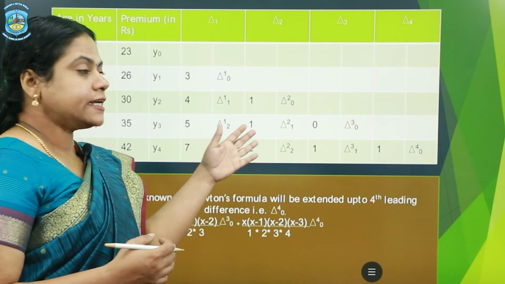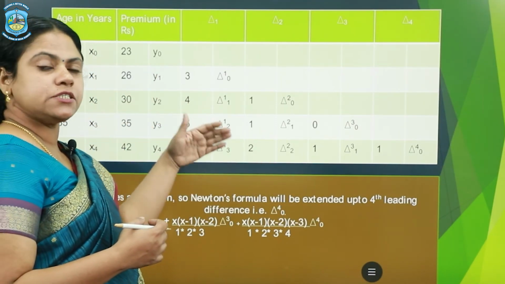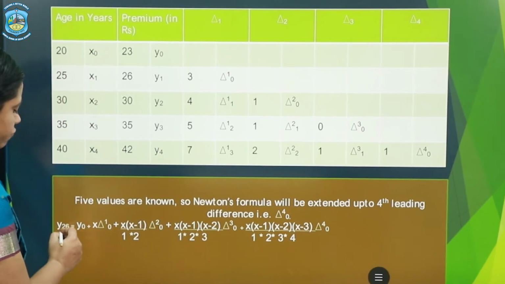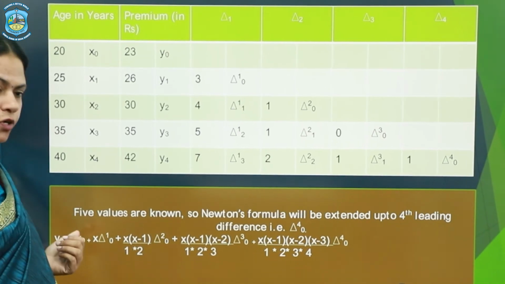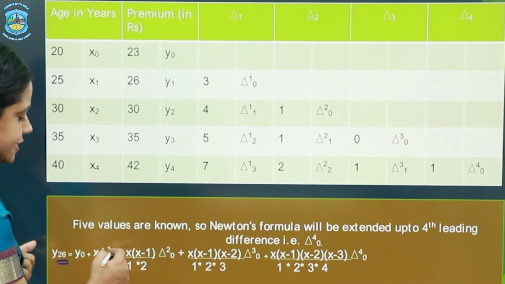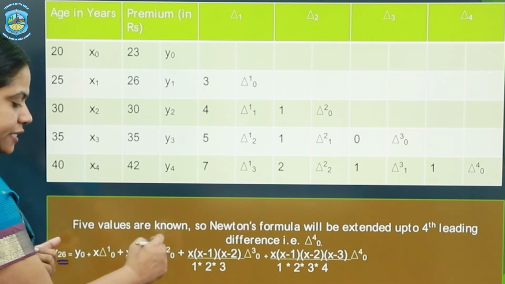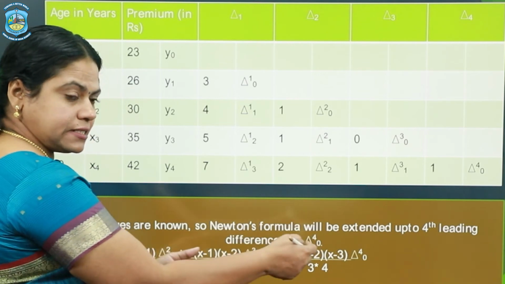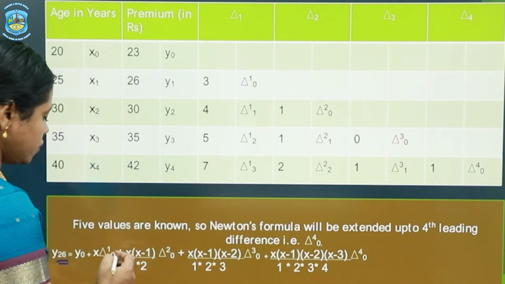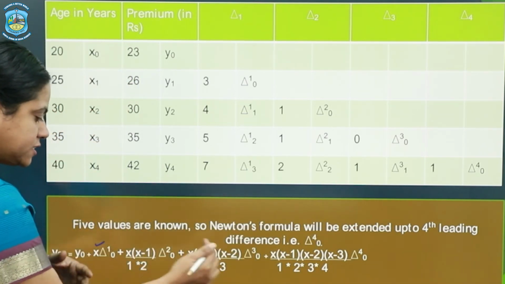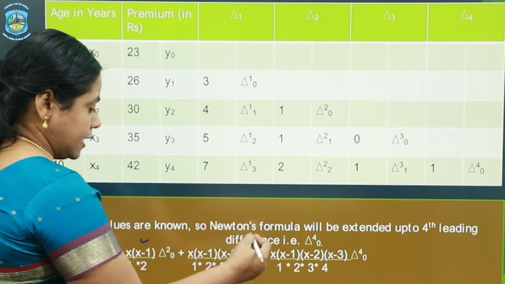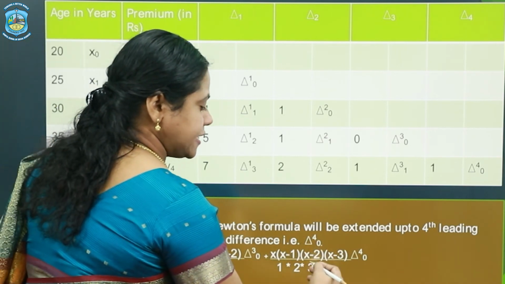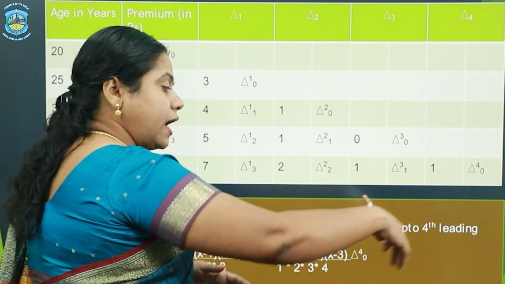After finding the leading differences, now we have to substitute these values into the formula. So here, if you look at this formula, y26, if we have to interpolate for 26, then y0 plus x into del 1 0, x into x minus 1 into del 2 0, x into x minus 1, x minus 2 into del 3 0, it advances like this. So look at this one, this is x, in the next term it will be x into x minus 1. In the third term, it will be x into x minus 1 into x minus 2, then x into x minus 1, x minus 2, x minus 3 and so on.